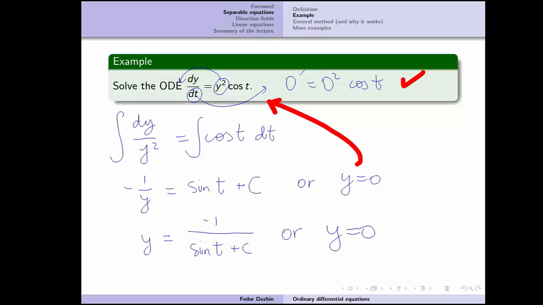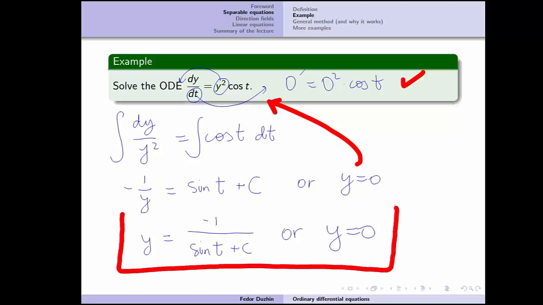And that's the final answer. So thus the final answer is y equals minus 1 over sine t plus an arbitrary constant, or y equals 0.